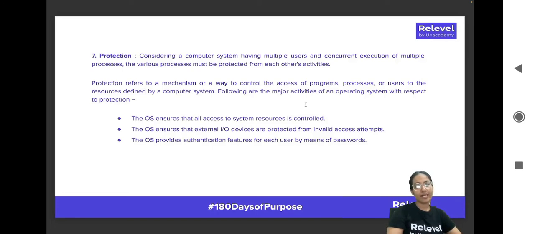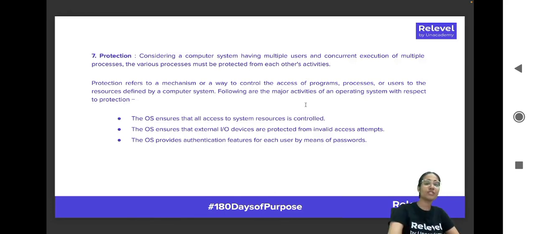Some of the major activities they perform are: first, the operating system ensures that access to all system resources is controlled. You have a controlled and layered access provided to all the resources. Secondly, we need to make sure that if there are external input output devices, they are protected from invalid attempts. And then we also need to provide an authentication feature for each user, authenticating using a password, so we have only relevant people accessing the user or system resources and data.